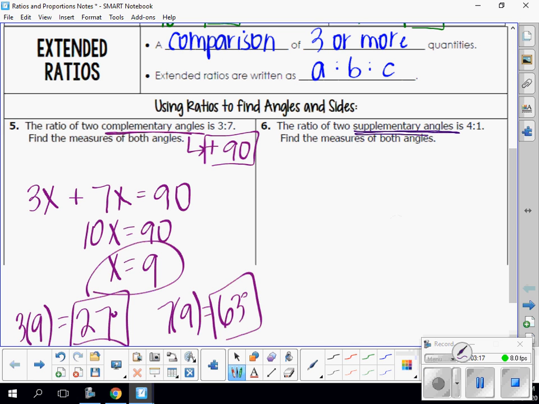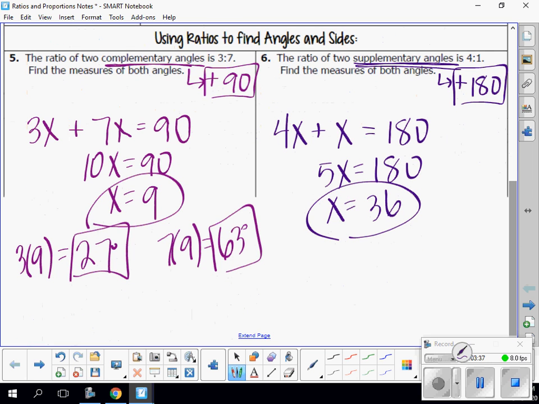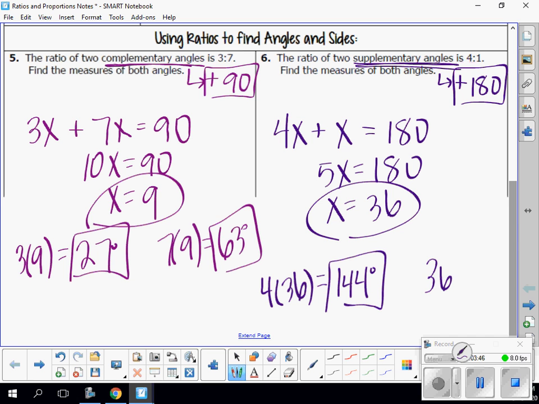For supplementary angles, we are adding to, hopefully you've already guessed it, 180. That one is more common that we work with. One of the angles is 4x, plus the other one is just an x to get me my 180. Again, they want us to find the measure of both angles, so if I plug that in, and then the other one is just x, which is 36 degrees.